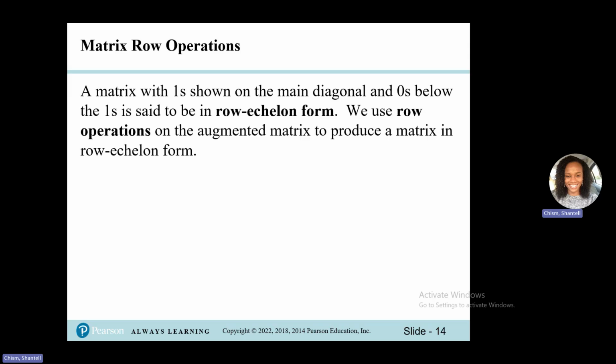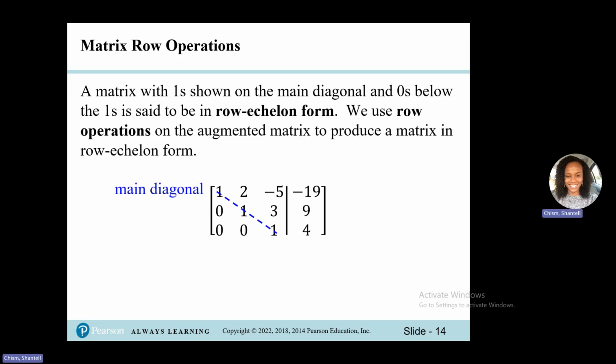So a matrix with ones shown on the main diagonal and zeros below the ones is said to be in row echelon form. We use row operations on the augmented matrix to produce a matrix in row echelon form. So here's an example of row echelon. You've got a main diagonal of ones and zeros below, okay? The main diagonal has ones, and you've got zeros below the ones in the main diagonal. So this is said to be in row echelon form.